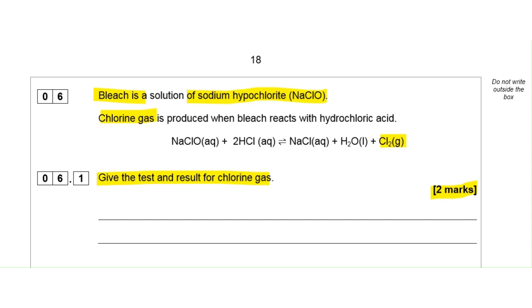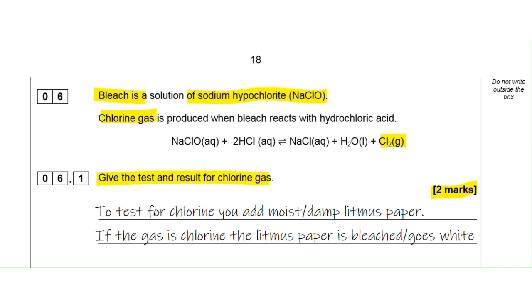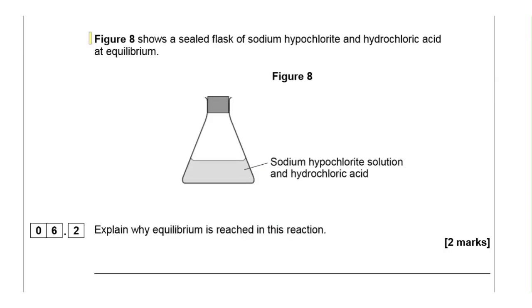So, in order to test for chlorine gas, we must use moist or damp litmus paper. That's the test. Result, the litmus paper is bleached or goes white. 2 marks. Point 2. Figure 8 shows a sealed flask of sodium hypochlorite and hydrochloric acid. Notice the stopper at the top. Question 6.2. Explain why equilibrium is reached for 2 marks.